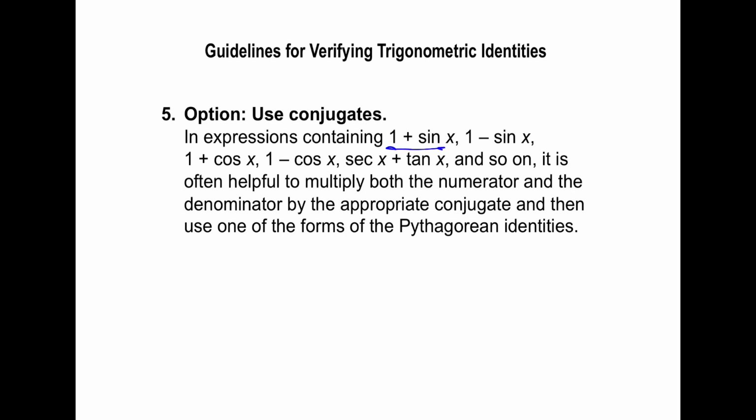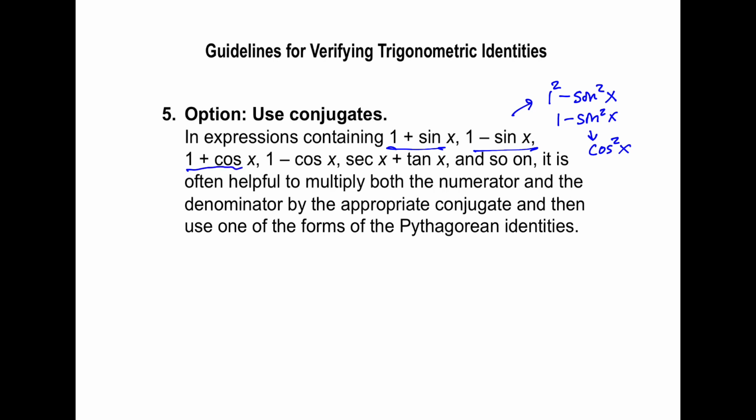Conjugates is another thing to look at. When we multiply these two together, we get 1 squared minus sine squared. And look what that always produces. That's just 1 minus sine squared theta, or x, which can be condensed to cosine squared x. Same is true for 1 plus cosine x times 1 minus cosine x.